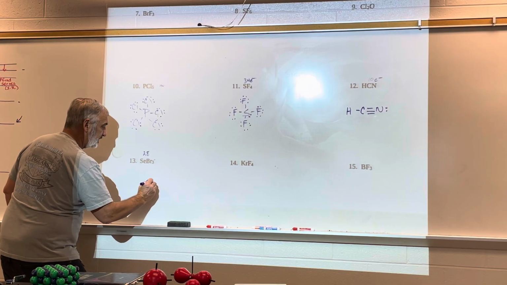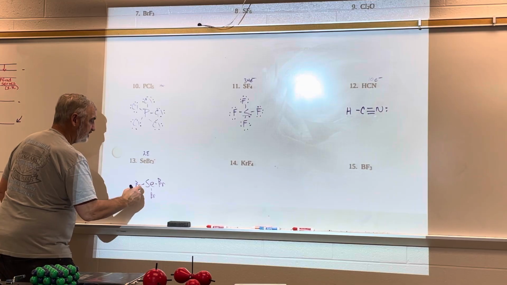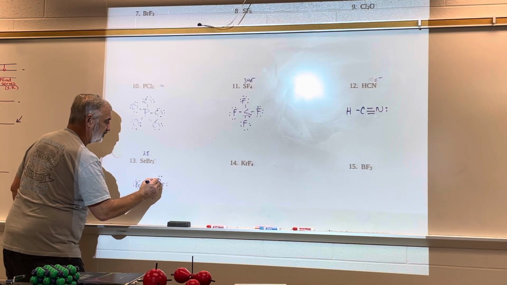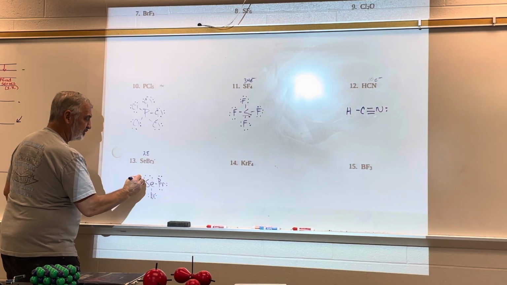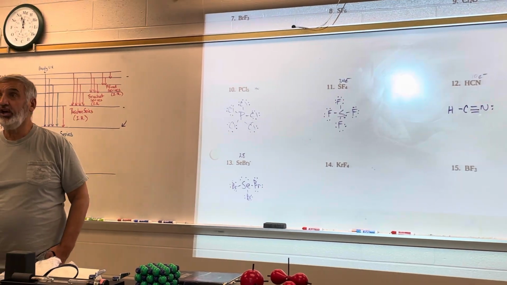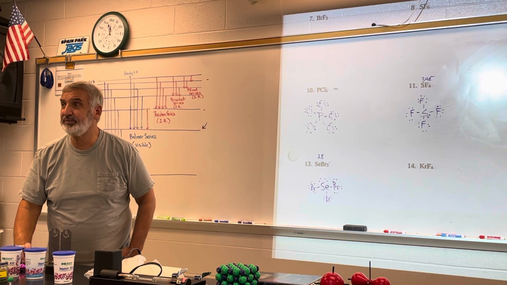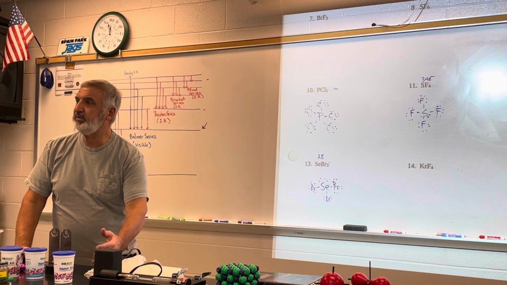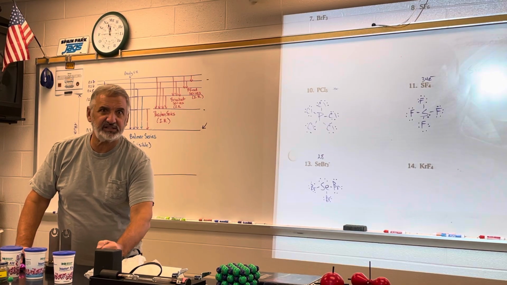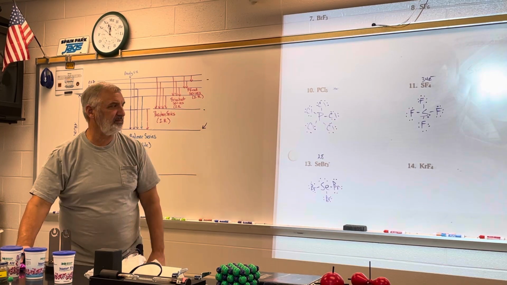So Se, Br, Br, Br. 2, 4, 6, 8, 10, 12, 14, 16, 18, 20, 22, 24, 26, 28. Again, double bonds only occur when you don't have enough electrons for the central atom. Too many students try to do double bonds when you've got more than enough. That just means you're going to have expanded octets. Only form double bonds when there's not enough electrons to satisfy the central atom. It's the only time you form a double bond.